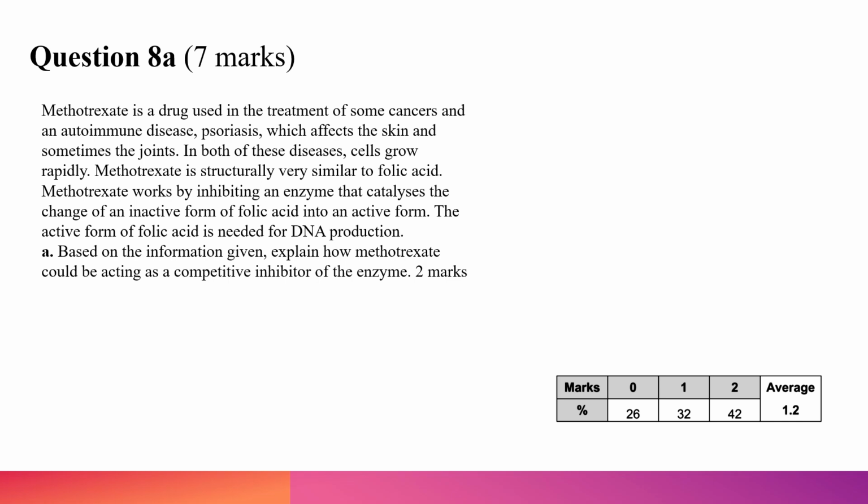Methotrexate is a drug used in the treatment of some cancers and an autoimmune disease, psoriasis, which affects the skin and sometimes the joints. In both of these diseases, cells grow rapidly. Methotrexate is structurally very similar to folic acid. Methotrexate works by inhibiting an enzyme that catalyzes the change of an inactive form of folic acid into an active form. The active form of folic acid is needed for DNA production.